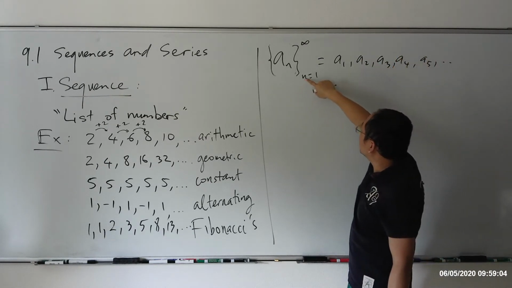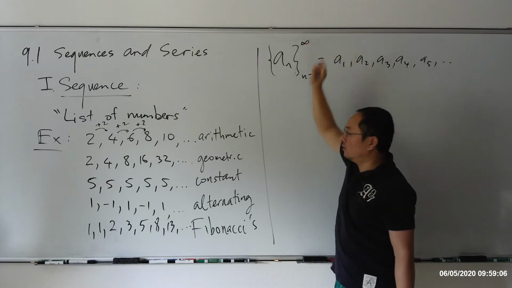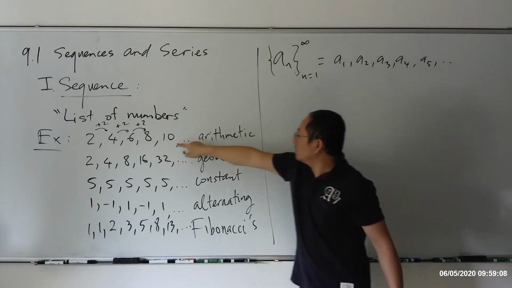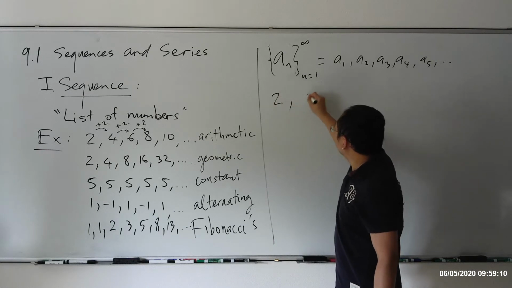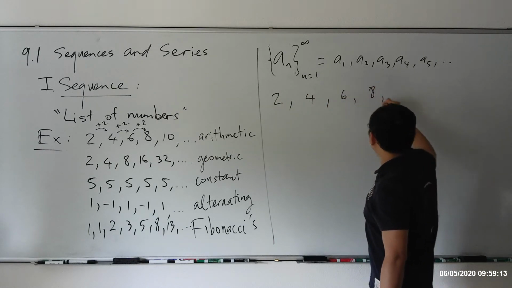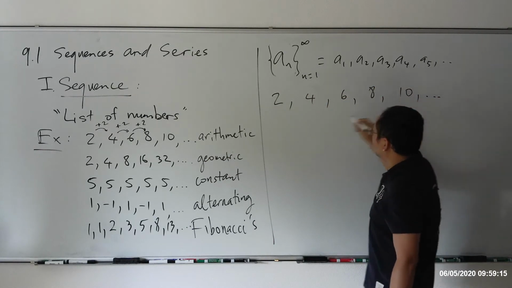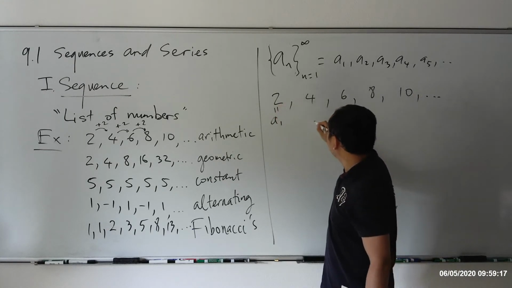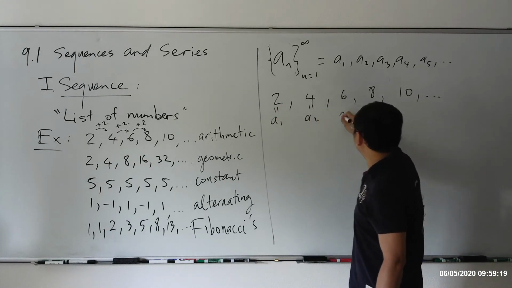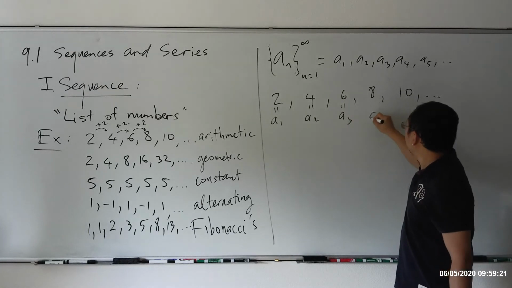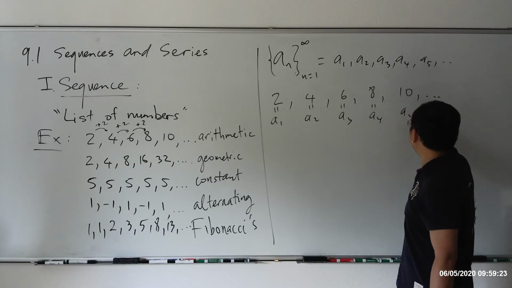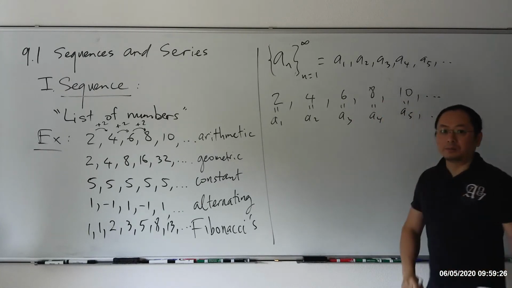And it's a counting number, starting from 1 all the way to infinity. So 1, 2, 3, 4, 5. If you have a sequence, let me just use the first one right here: 2, 4, 6, 8, 10. It means A1 is 2, A2 is 4, A3 is 6, A4 is 8, A5 is 10, so forth and so on.